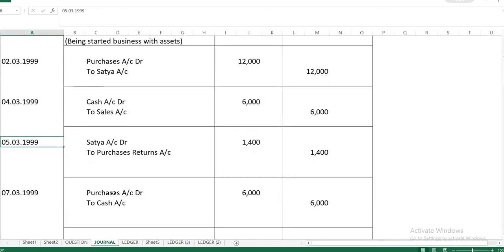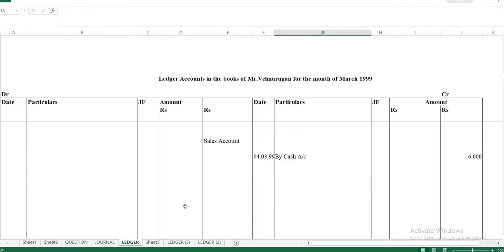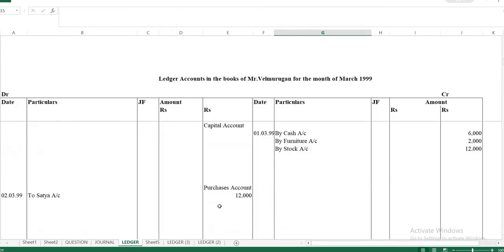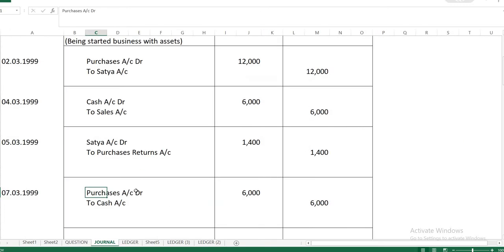So next, if you see the purchases account, we already created it. In that purchases account you have to mention "to cash account". See here, the purchases account has already been created, so there is no need to create it again. Just mention "to cash account" and write that amount. To enter it, in the purchases account you enter "to cash account", and in the cash account, on the credit side, you have to mention "by purchases account".